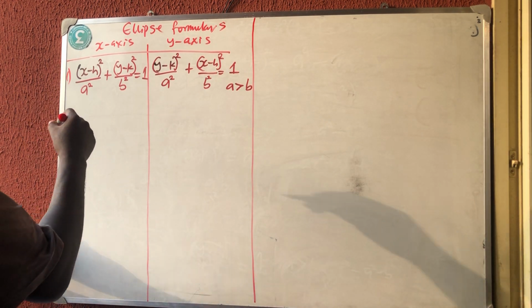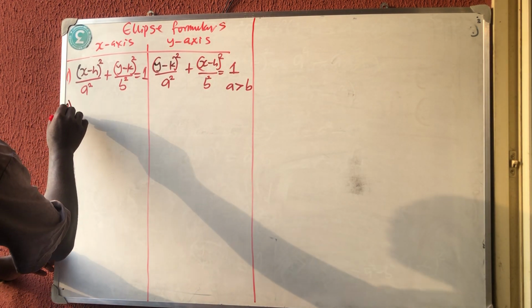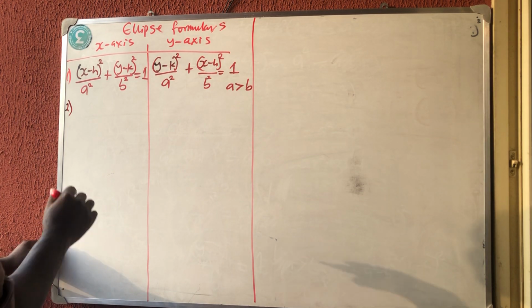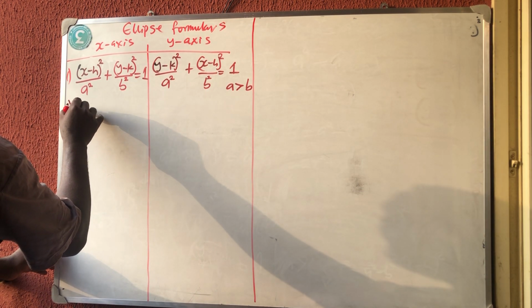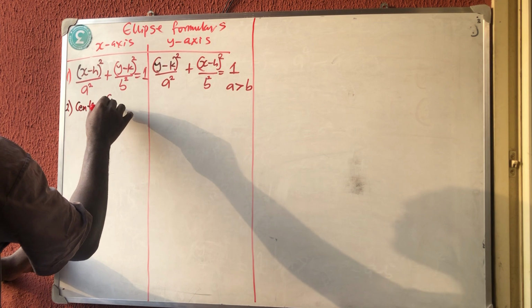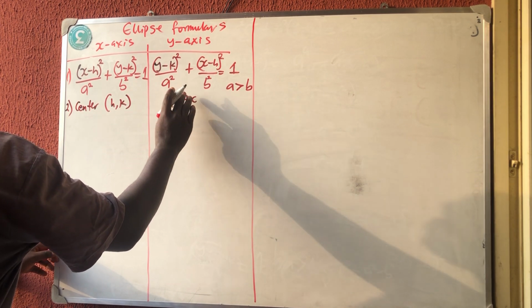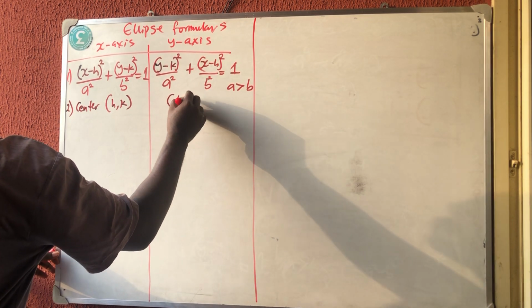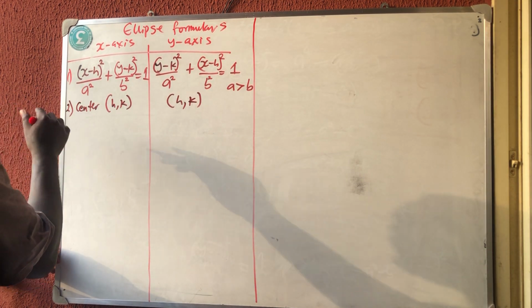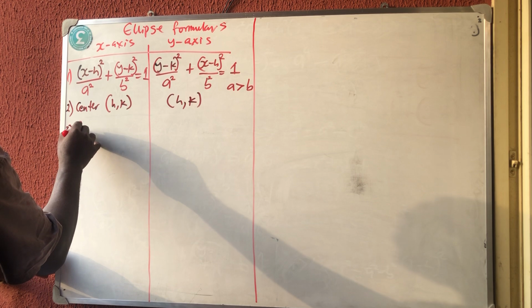Now the next one you need to know is the center. Number 2, we have 12 things to know. Number 2 is the center. Don't forget, the center is always (h, k). It's the same thing here, (h, k). It doesn't change.